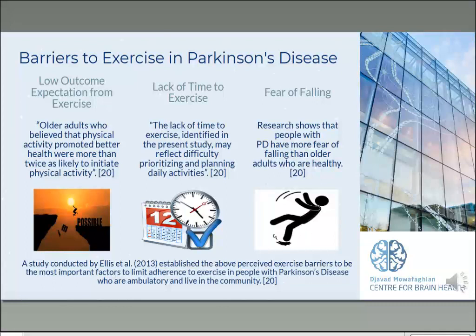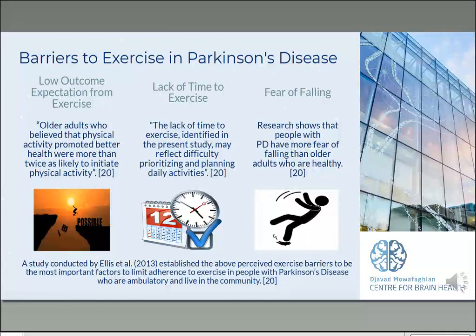In order to promote exercise and an active lifestyle, it is important to understand barriers to exercise. A study in people living in the community with Parkinson's disease identified 3 barriers to be the most important factors to limit exercise participation in Parkinson's disease. These barriers are low outcome expectation, which is a perception that exercise has no benefit. Lack of time to exercise, which is a perception of not having enough time to partake in exercise activities. The researchers in this study also further clarified that this barrier may reflect difficulty prioritizing and planning daily activities due to cognitive changes seen in some people with Parkinson's disease.